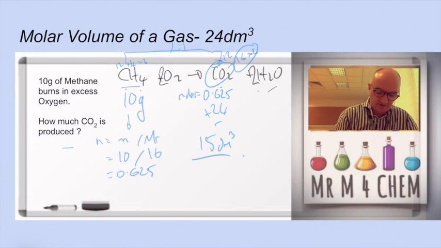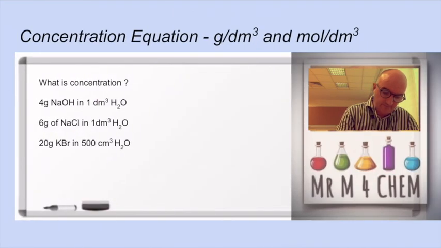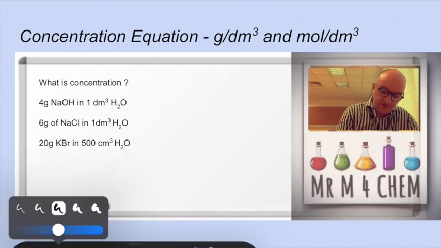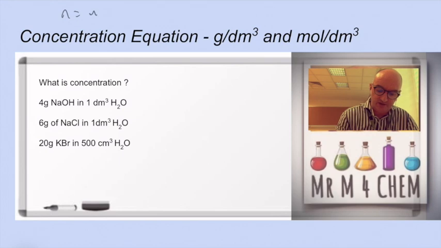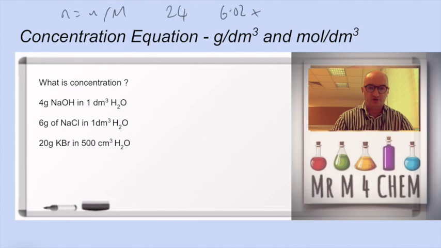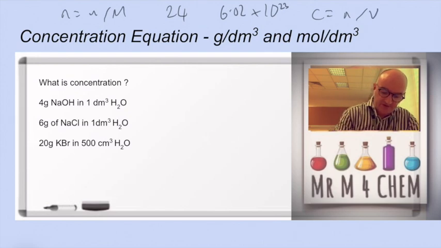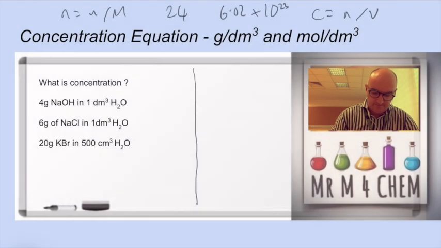Concentration. So we've got n, little n is little m over big M. We've got 24 decimeters cubed. We've got 6.02 by 10 to the 23 number of particles. And now we've got C equals n over V. So concentration is moles divided by volume. Don't forget volume is in cubic decimeters. So this is a 2-step calculation to work out what is the concentration. So first of all, we want moles, and then we need to factorize for the volume.